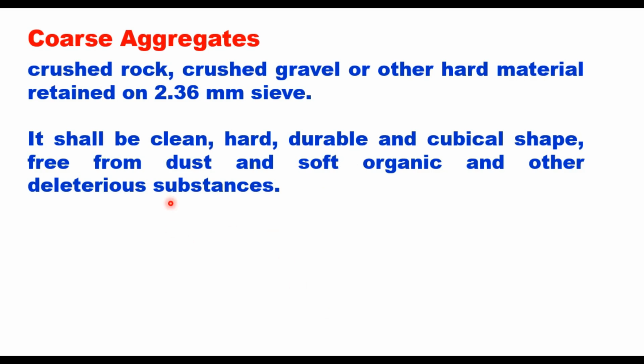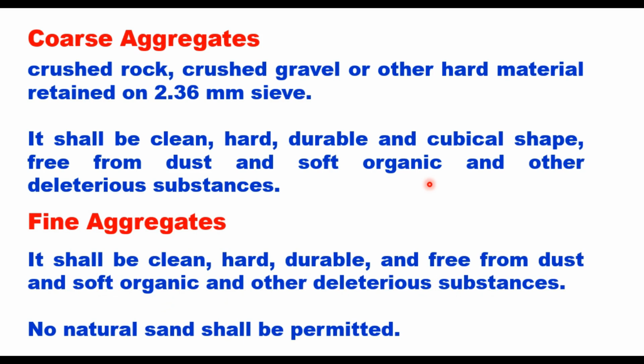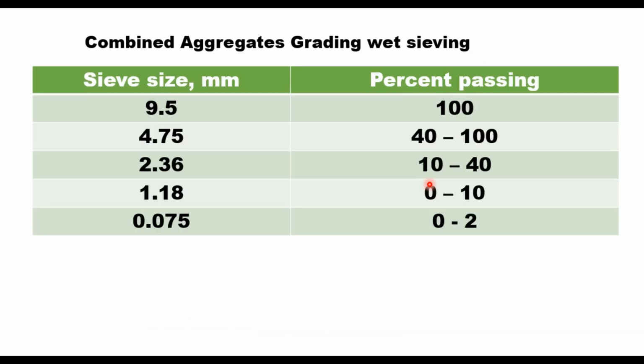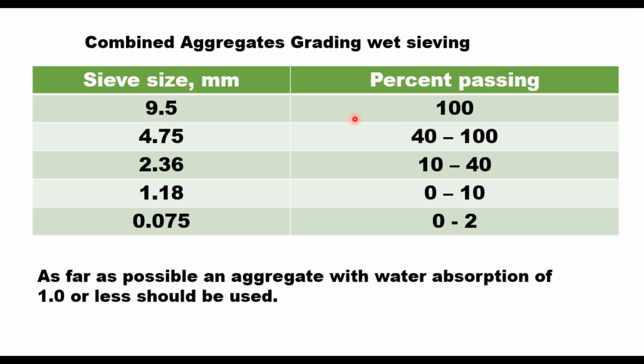Coarse aggregate as usual will be of crushed rock, crushed gravel, or other hard material retained on 2.36 mm sieve. It should be clean, hard, durable, and cubical shape, free from dust and soft organic and other deleterious substances. Fine aggregate shall also be clean, hard, durable, and free from dust, and no natural sand should be used. The combined aggregate gradation for coarse aggregate and fine aggregate should meet this requirement of gradation, and as far as possible, the aggregate water absorption value should be less than 1%.